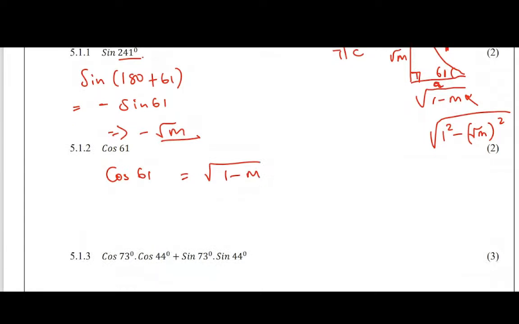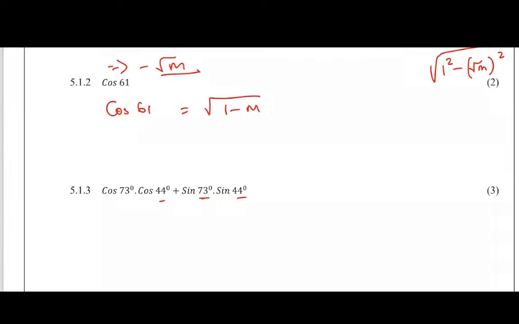5.1.3, they're looking at the cos of 73, the cos of 44, and then the sine of 73, and then the sine of 44. So when we look at our compound angles, if it's cos cos plus sine sine, which means it's the same as the cos of 73 minus 44. If this was our A and then that's our B, it will be just that. So we know that 73 minus 44 is going to give us 29. So it's the same as the cos of 29.